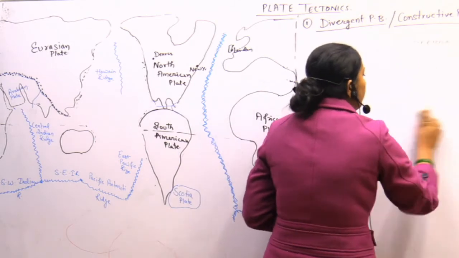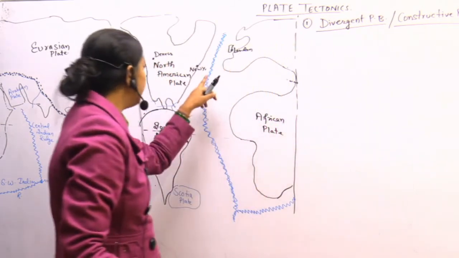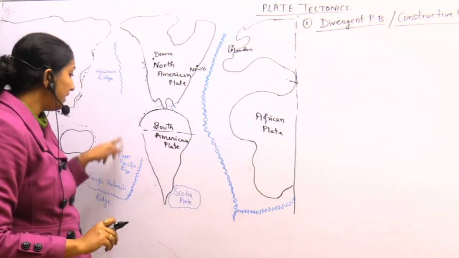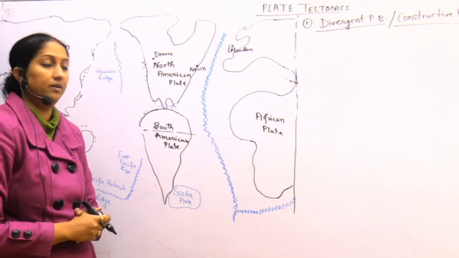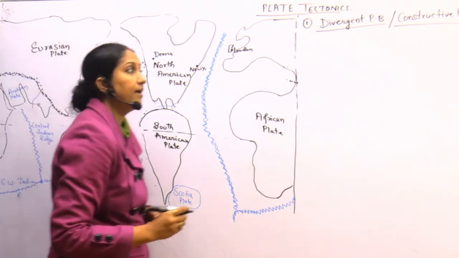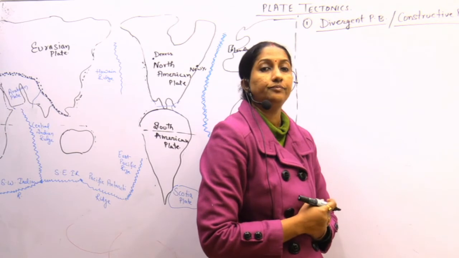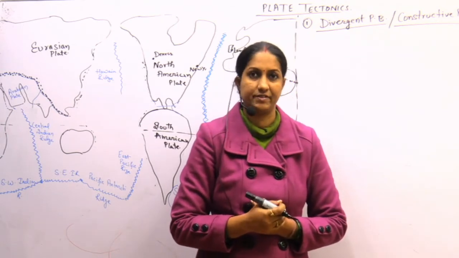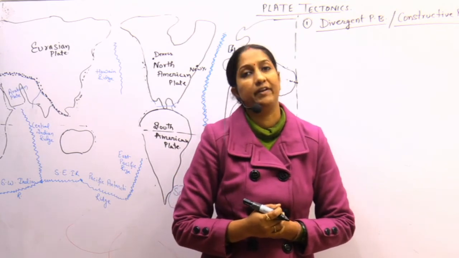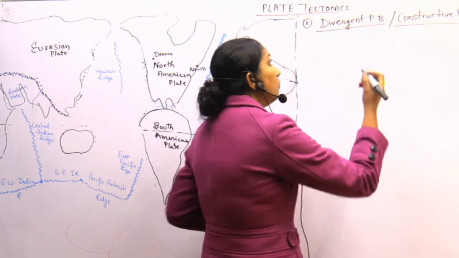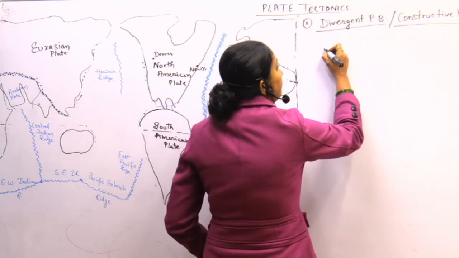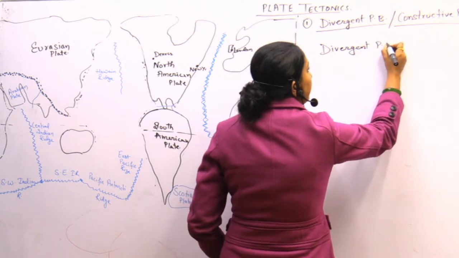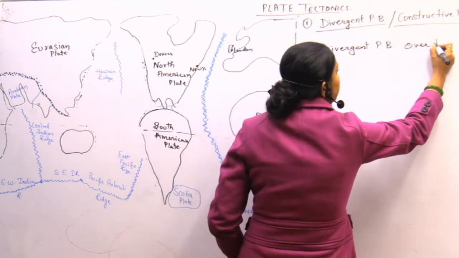Till now, what we observed, the major divergent boundaries are found over the oceanic lithosphere, right? So can it be found over the continent? Yes, it can be found over the continent also. Now let's see what is happening if we find a divergent boundary over the continent.